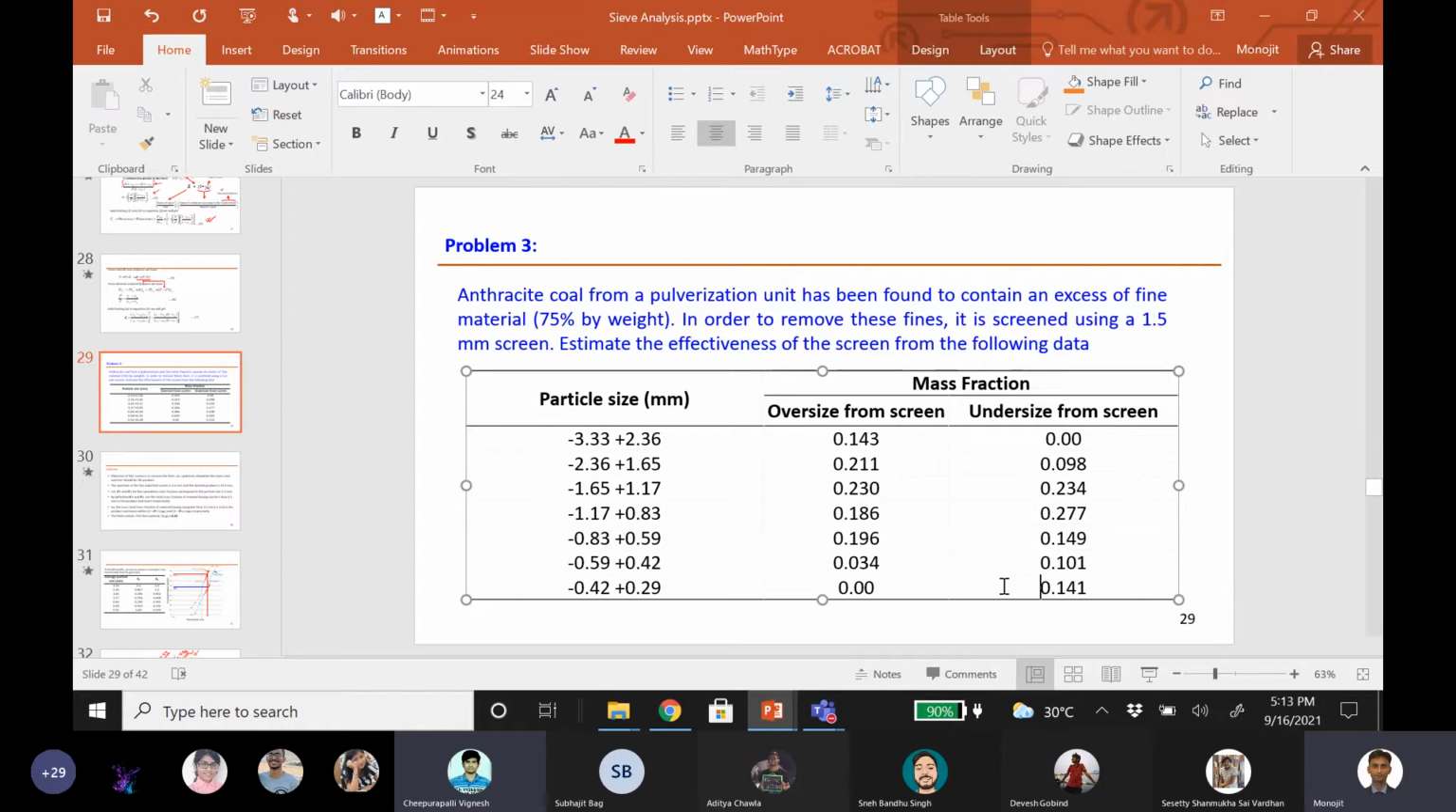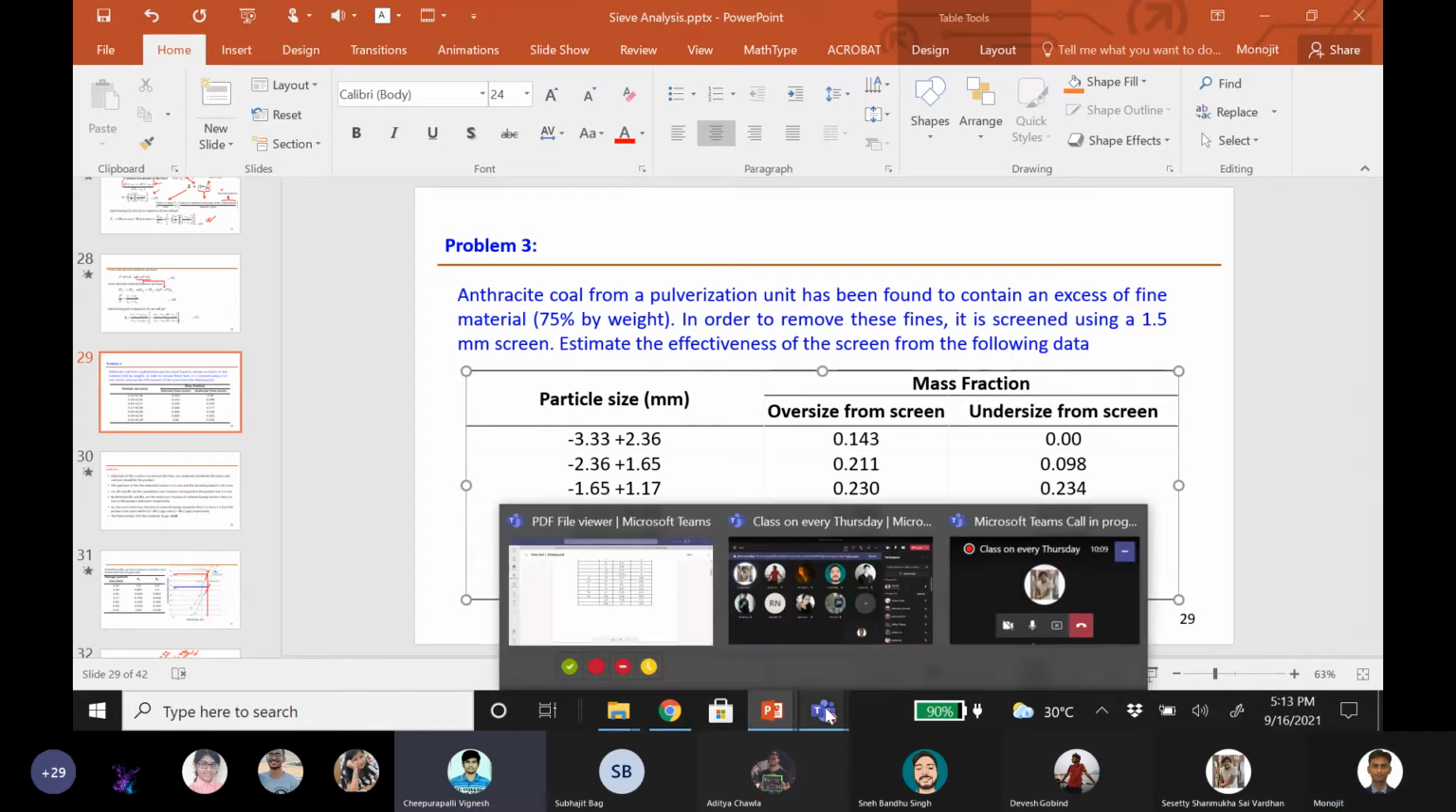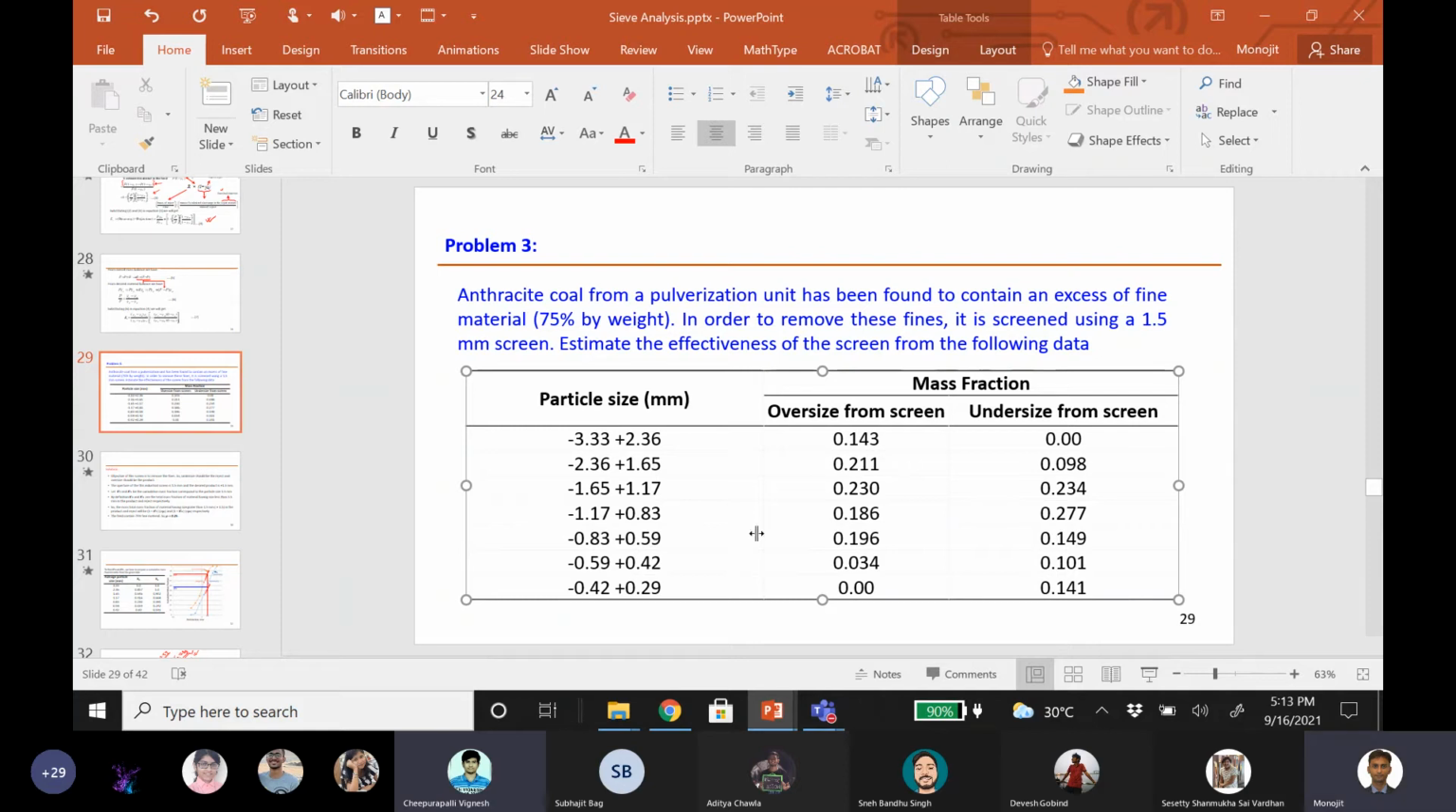Yes, sir, got it. So these are basically the fine particles. So when I'm talking about any cumulative mass fraction of, let's take the ith screen, you have to consider the particle which is smaller than the opening of the ith screen.